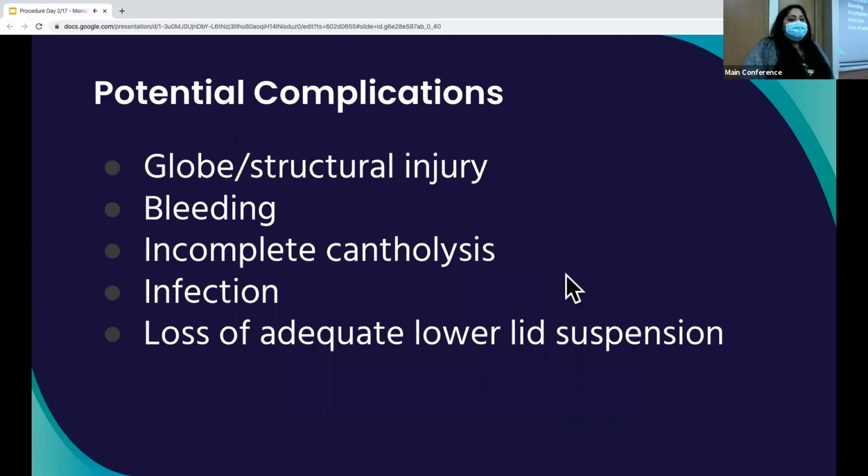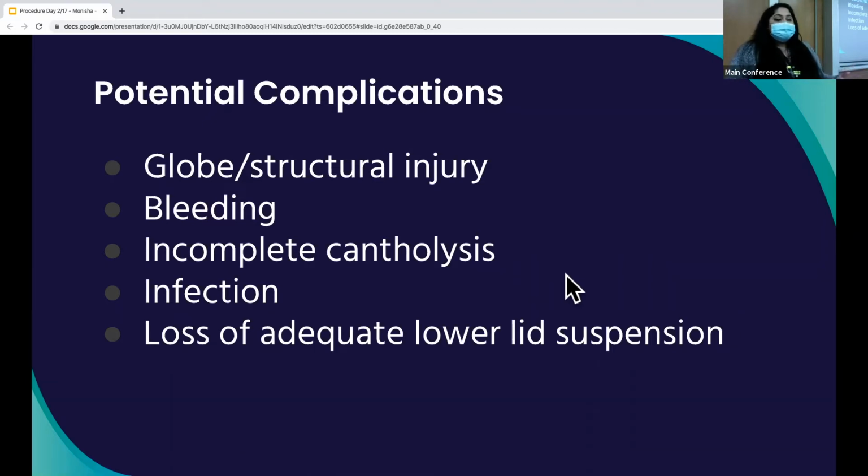So what are some potential complications of this? Bear in mind that you're putting sharp things next to the eye. There is a risk of globe injury or structural injury, which you can minimize as much as possible by pointing all of the sharp things away from the eye. There's also a risk of bleeding, which you can minimize with the lidocaine with epi, as well as using a hemostat to crush the area to reduce the amount of bleeding.